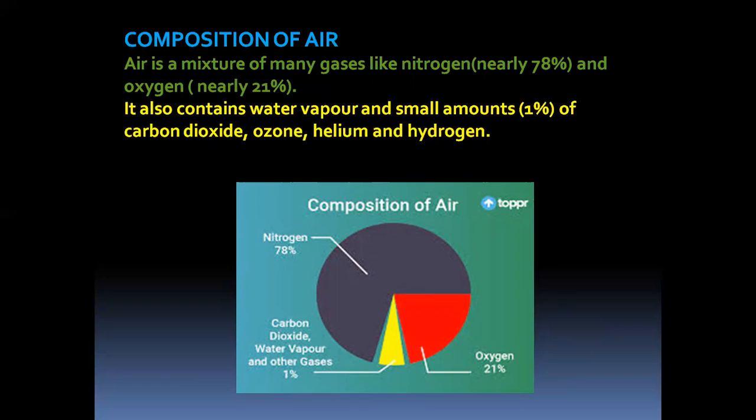You can see the picture, children. You have to draw this picture. Composition of air. So 78% nitrogen, 21% oxygen, and 1% carbon dioxide, water vapor, and other gases. Is it clear, children? You have to remember.